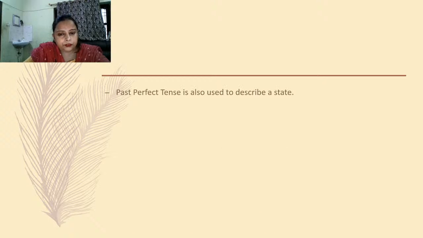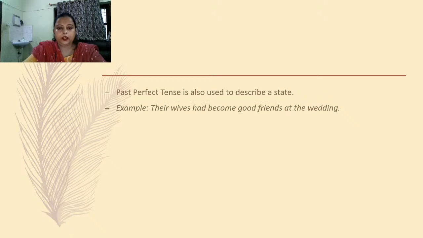Now, past perfect tense is also used to describe a state. For example, their wives had become good friends at the wedding. Their wives, I am talking about 2 people, and at present they have become good friends.